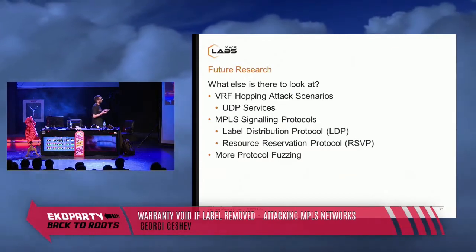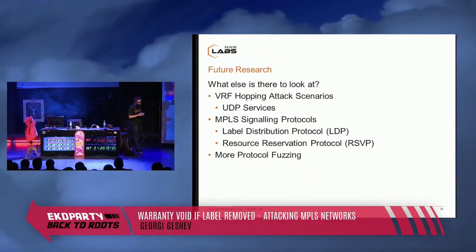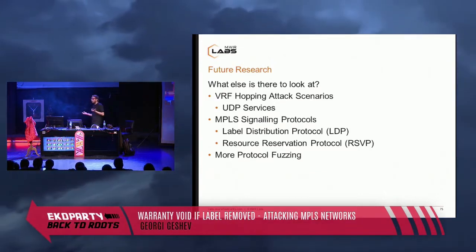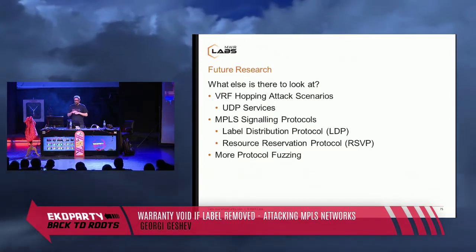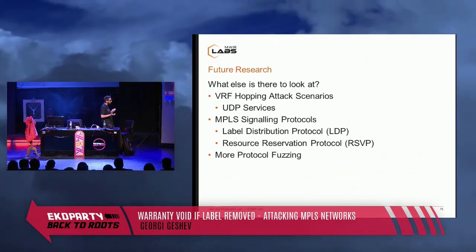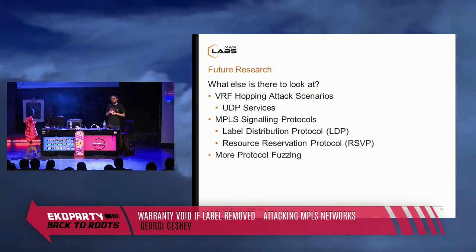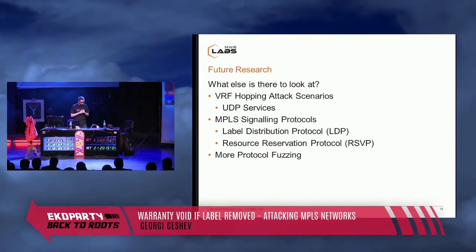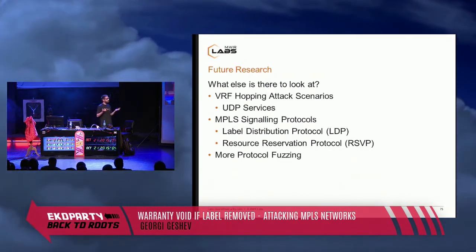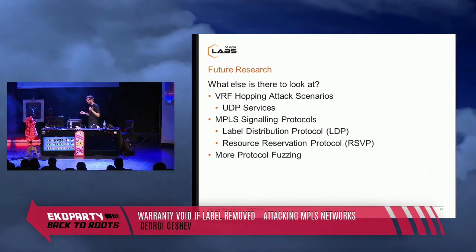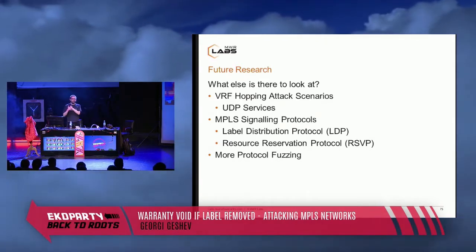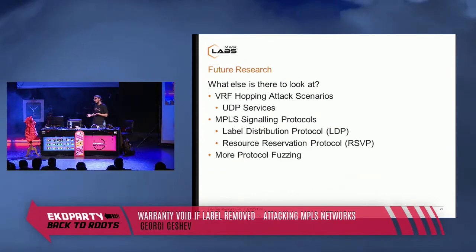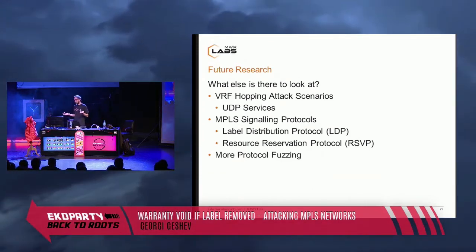What is a good thing to look at as a follow-up from this research? Well, definitely some ways to improve on the VRF hopping attacks, because at the moment, as I mentioned, the same limitations that apply to VLAN hopping apply. It's not as useful as I would like it to be. The only theoretical attack that I can come up with at the moment is compromising a remote CE device using some sort of SNMP. This is blind exploitation over SNMP, and it's not something as practical as I would like to see.